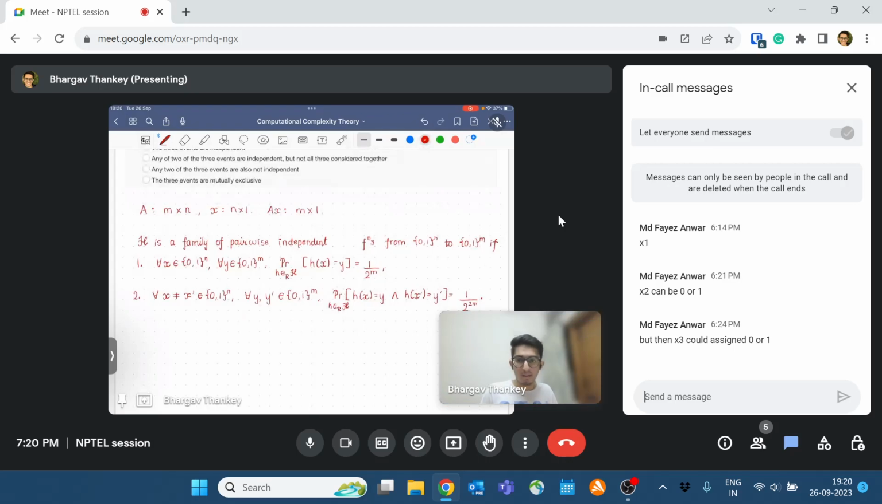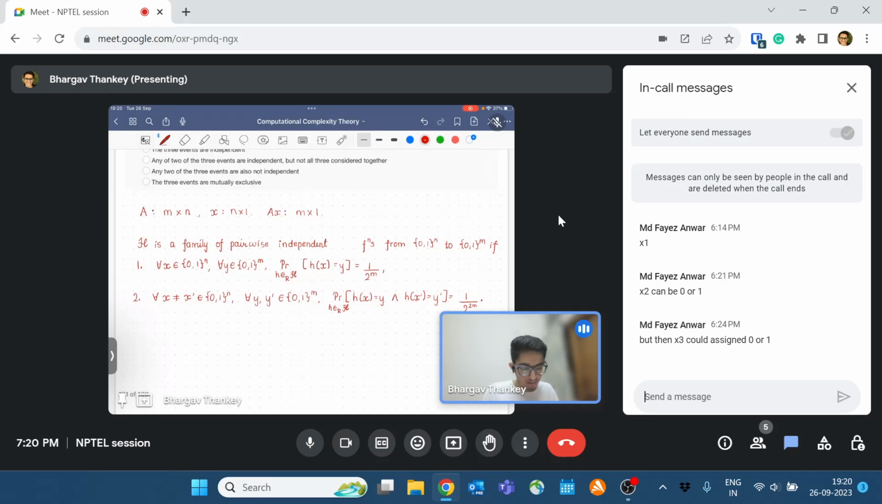H is a family of pairwise independent functions if, number one, the probability, with h picked uniformly at random from H, that h(x) equals y is 1 over 2 to the n. That is, if I were to pick a random function from H, it would map the strings uniformly at random in the codomain. So essentially H is a family of random functions. You want to basically model a family of random functions using a smaller family.